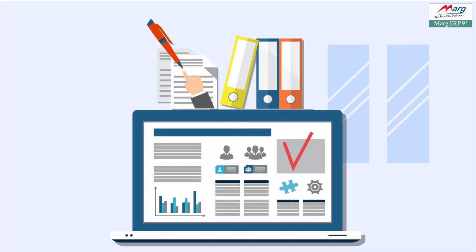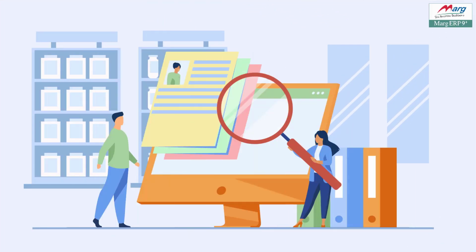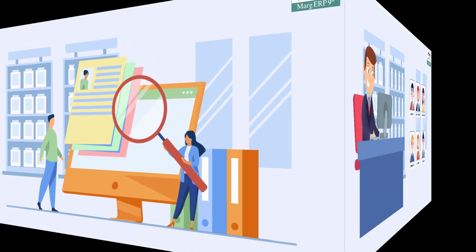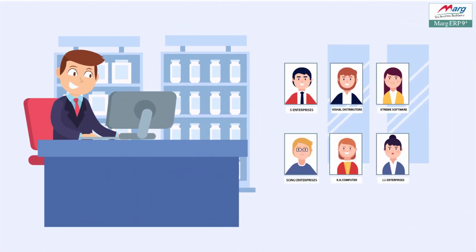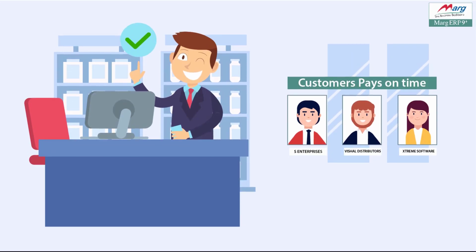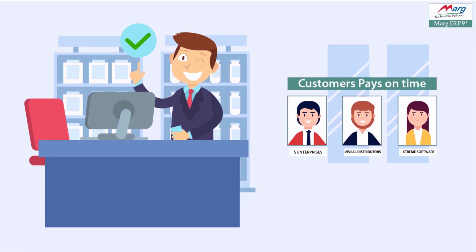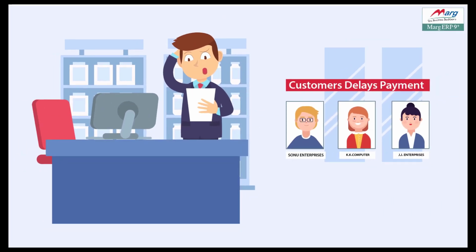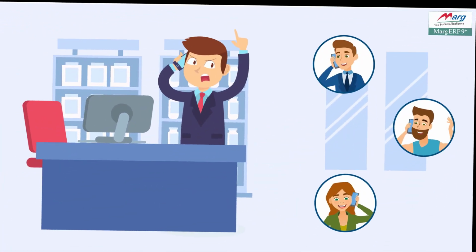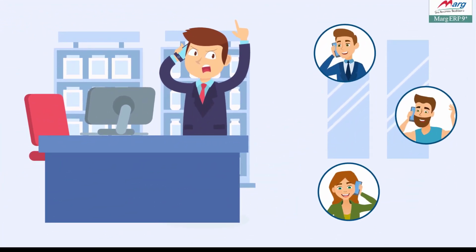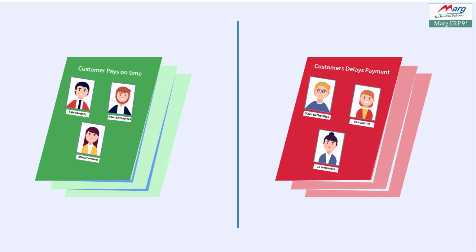Before seeing its process in the software, let's discuss what is the benefit of changing the color of the ledger. For example, there are a few of our customers who make the payment on time, while a few of our customers delay giving the payment, or we have to give them payment reminders again and again. So you can color-wise categorize these types of ledgers.